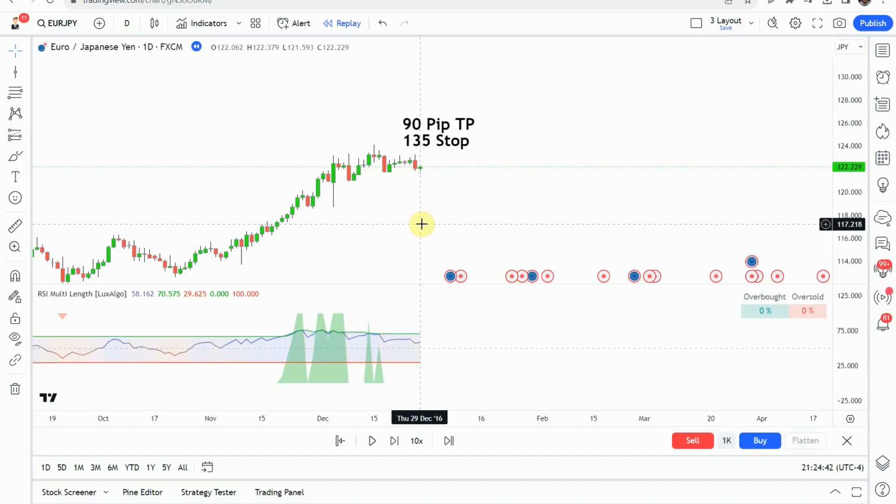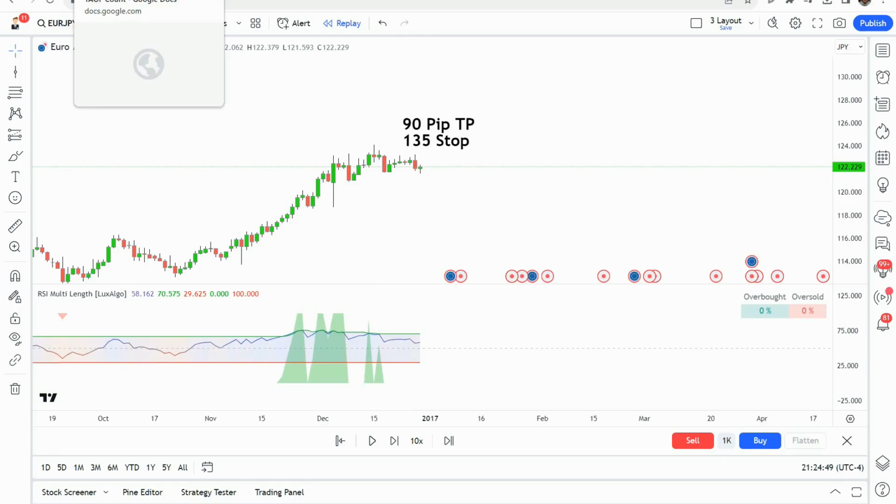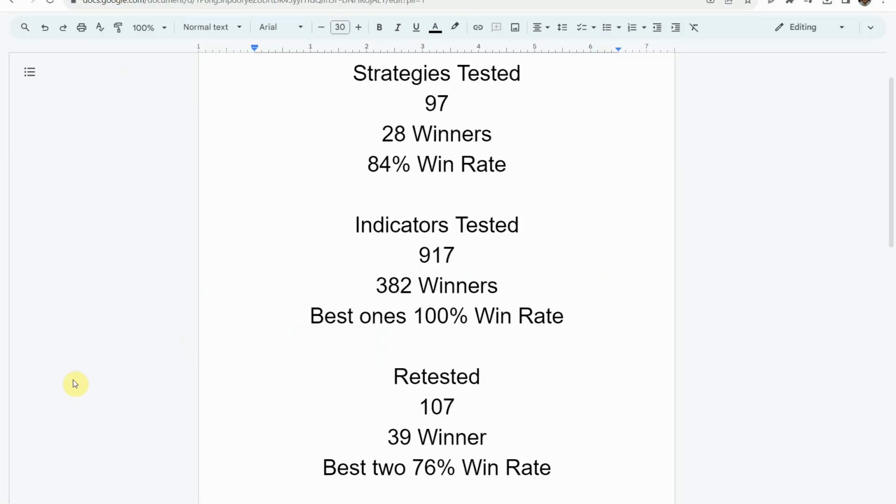Alright, as I said, today we will be testing the RSI multi-length indicator. Before we do though, I wanted to put the testing scoreboard up for everyone to see.